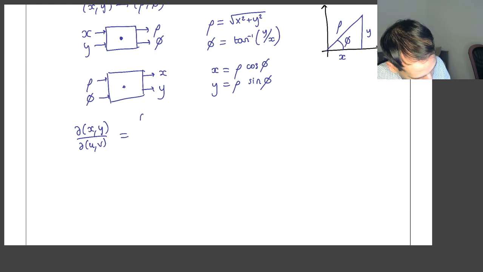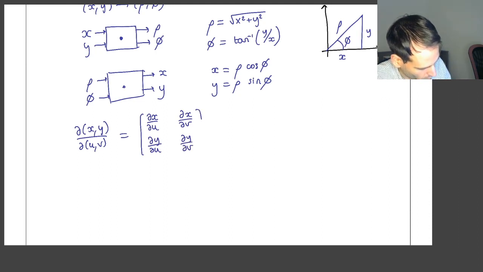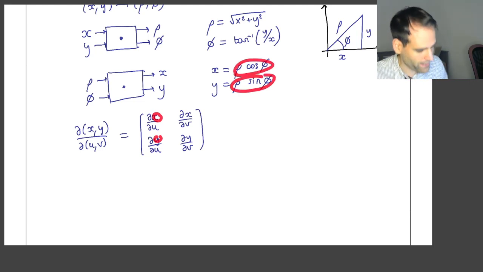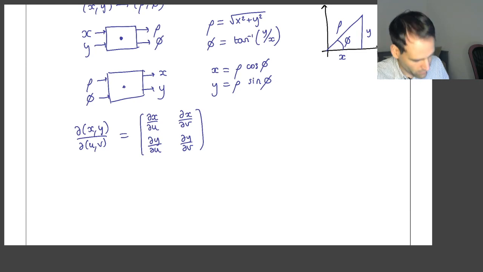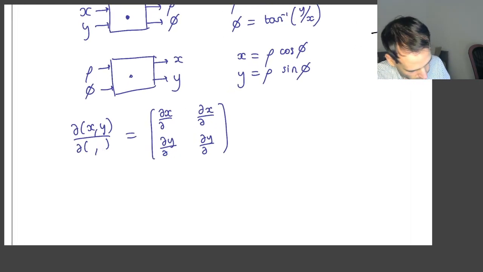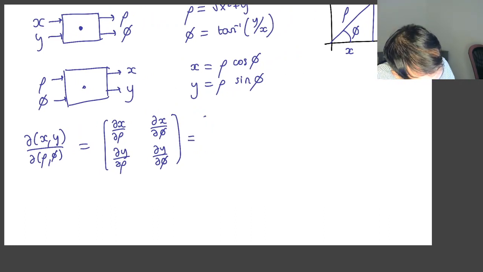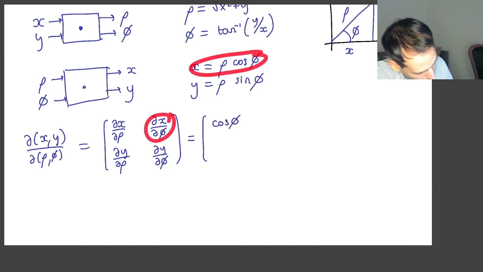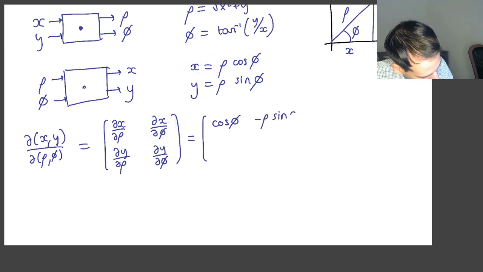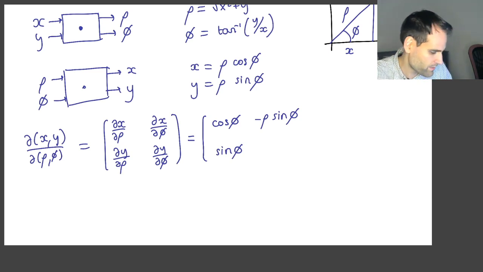So let's write the Jacobian matrix. You remember what it was? It was partial of x with respect to u, partial of x with respect to v, partial of y with respect to u, and partial of y with respect to v. So remember that x and y are functions of rho and phi. So actually here, u and v, we have called them rho and phi. Our new variables are not u and v in this case, they are rho and phi. So we simply need to calculate those partial derivatives, and those are very easy. Partial derivative of x with respect to rho is cosine of phi. Partial derivative of x with respect to phi is simply minus rho sine phi, and so on with the others. Partial of y with respect to rho is sine of phi, and partial of y with respect to phi is rho cosine phi.